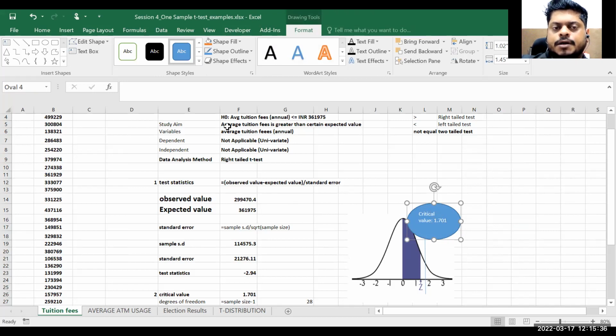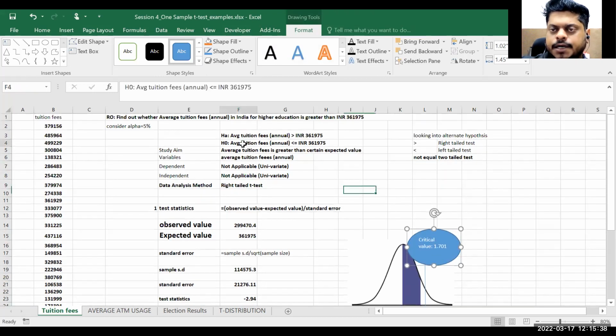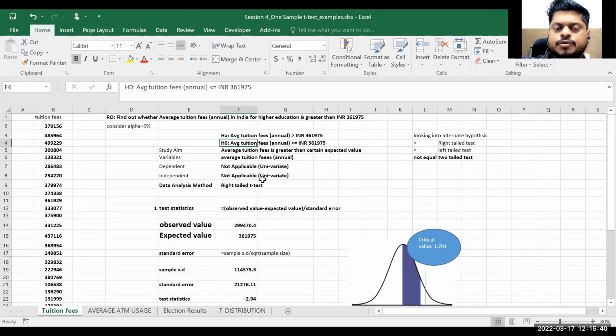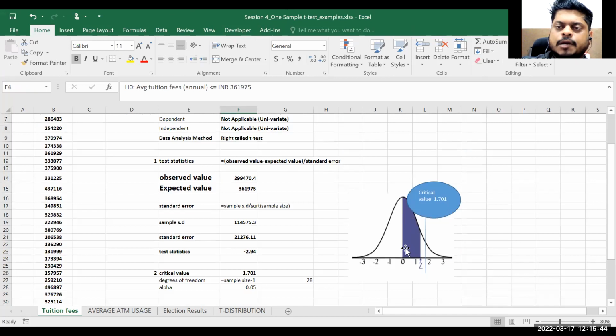If this is a right tail test and my null hypothesis is true, it says the mean is less than or equal to 36197. Any sample that I take, if I get a standardized value which is less than 1.701, then the null hypothesis cannot be rejected because it is within the range. But if I get sample data which is beyond this number, then the null hypothesis can be rejected. So where will this number fall?